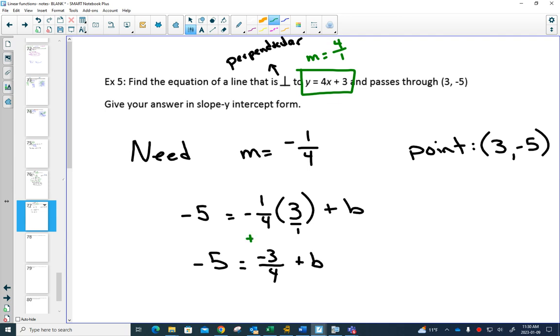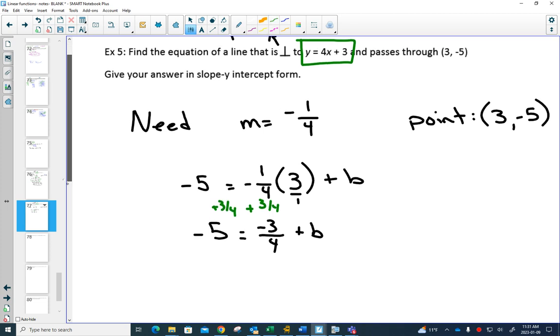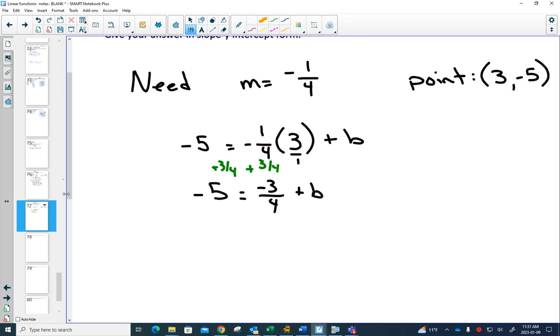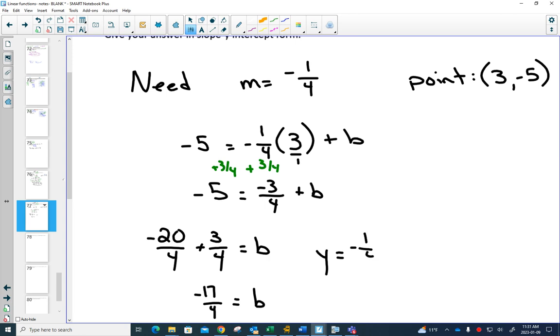If I want to get b by itself, I would have to add 3/4 to both sides. In order to add fractions, I need a common denominator. Negative 5 is negative 20 over 4, plus 3 over 4 is equal to b. So my b value is negative 17 over 4. And now I can write the equation because I know that the m is negative 1 over 4, and I know the b.